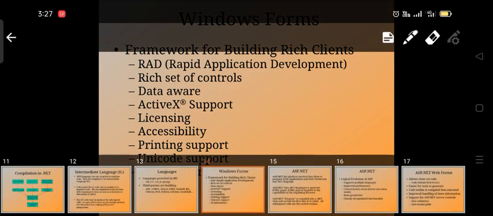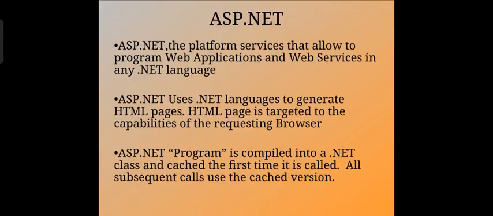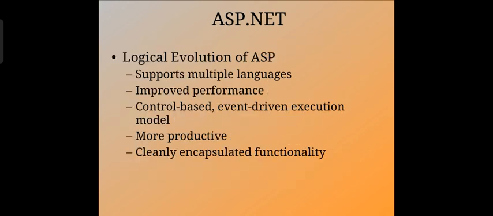We can work with Windows Forms. Next one is ASP.NET Platform Services. This allows web applications and web services in .NET languages. It is also used to generate HTML pages. By using this, we can use the capabilities of the browser. And an ASP.NET program is compiled into a .NET class and cached the first time it is called. All the subsequent calls use the cached version.